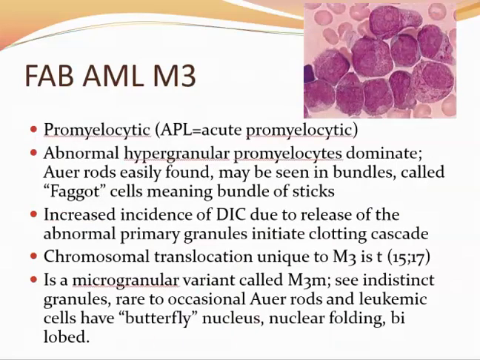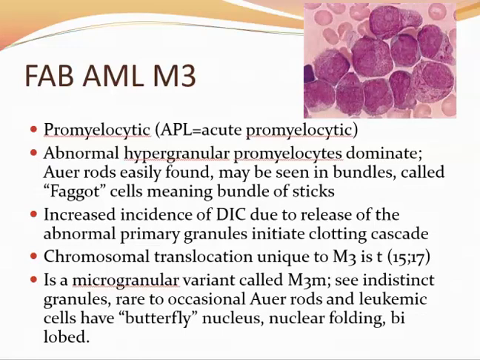Next in the FAB classification is M3. This is also known as acute promyelocytic leukemia, or APL. You have abnormal hypergranular promyelocytes dominant in these samples. You will also see Auer rods easily in these patients. They're usually seen in bundles called faggot cells, meaning a bundle of sticks. I know that's not a very nice sounding word, but faggot was used as an Old English term just meaning a unit of measurement for a bundle of sticks.